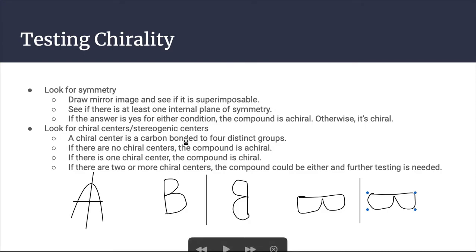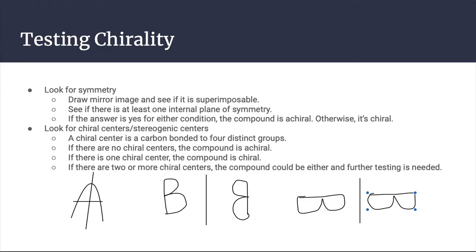So the way this test works is, if you have a compound and you're looking for chiral centers and you don't find any, so if there's no chiral centers, then the compound is achiral. If there is one chiral center, then the compound is chiral. But if there are two or more chiral centers, then the compound could be either chiral or achiral, and you would need to do further testing to be sure about which one it is.